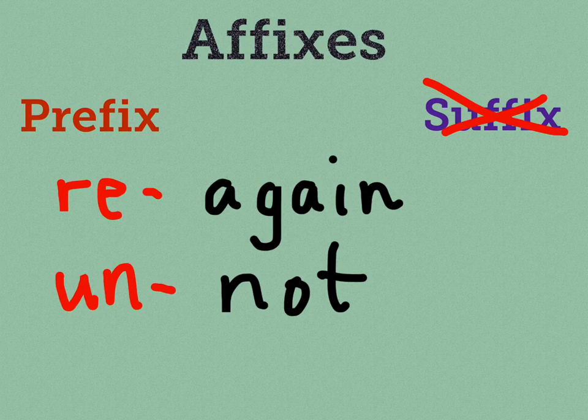And just a quick warning, not every word beginning with re is using the prefix re. And not every word beginning with un is using the prefix which means not. So you have to pay attention to these. You will have some oddballs. I'm not going to tell you which ones. But you'll have some oddballs that don't use these as these meanings.